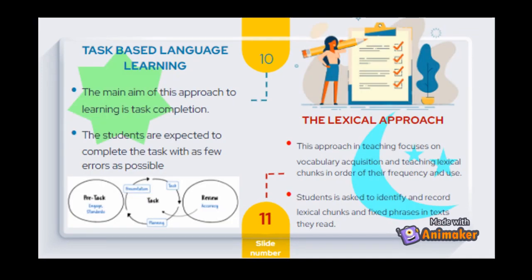Number 10. Task-Based Language Learning. The main aim of this approach to learning is task completion. Usually, relevant and interesting tasks are set by the teacher, and students are expected to draw on their pre-existing knowledge of English to complete the task with as few errors as possible.